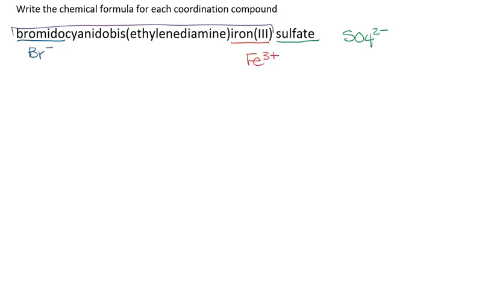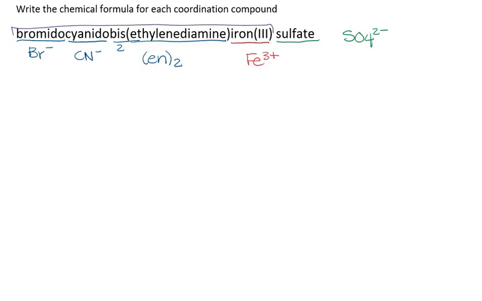Now, even though we don't include the charges when we write the final chemical formula, I do like to include the charges when I'm first writing down the information, because I'm going to need to use those charges to figure out the overall charge on the complex. My next ligand, cyanido, so that's cyanide. And then I have bis, which is 2, ethylenediamine, which I write as en in parentheses. So in the formula, it's going to look like that.